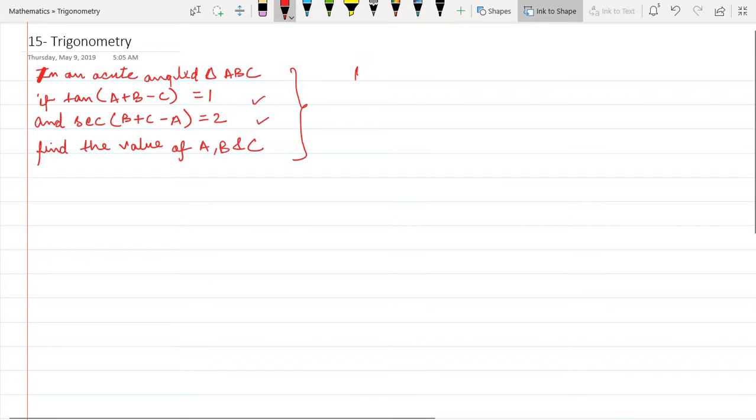So you see, if tan of A plus B minus C is equal to 1, then I know that 1 is the value of tan 45. For this you have to refer to your trigonometric ratio table of standard angles. So what this means is that A plus B minus C is equal to 45. Let me call this part A.